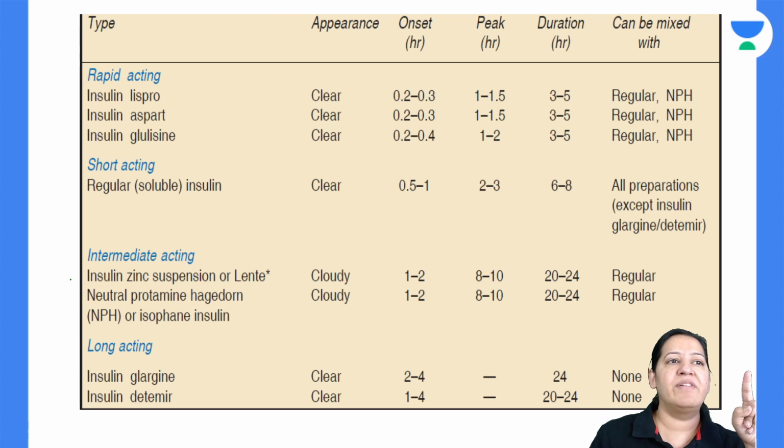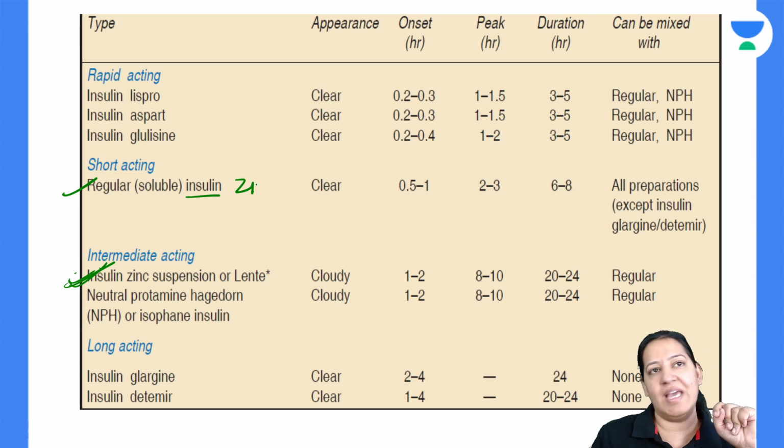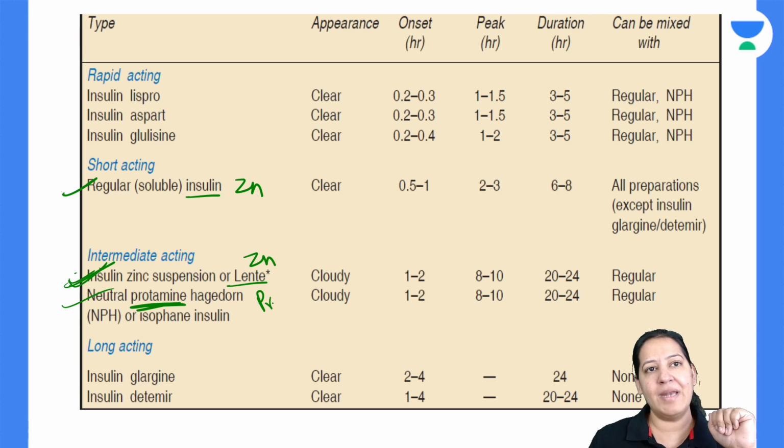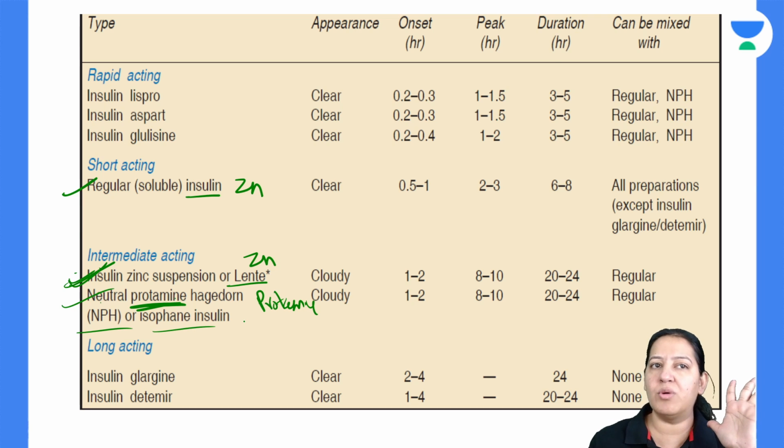So we are done with lente. We are done with regular insulin. In regular insulin, we combine insulin with zinc. In lente also, we combine insulin with zinc. Now we will combine insulin with protamine, not with zinc. The preparation is known as neutral protamine Hagedorn, NPH, also known as isophane.